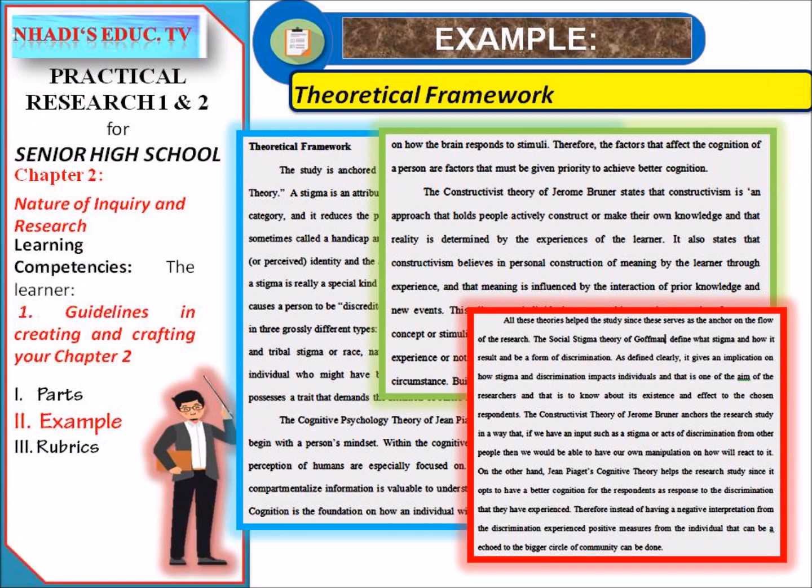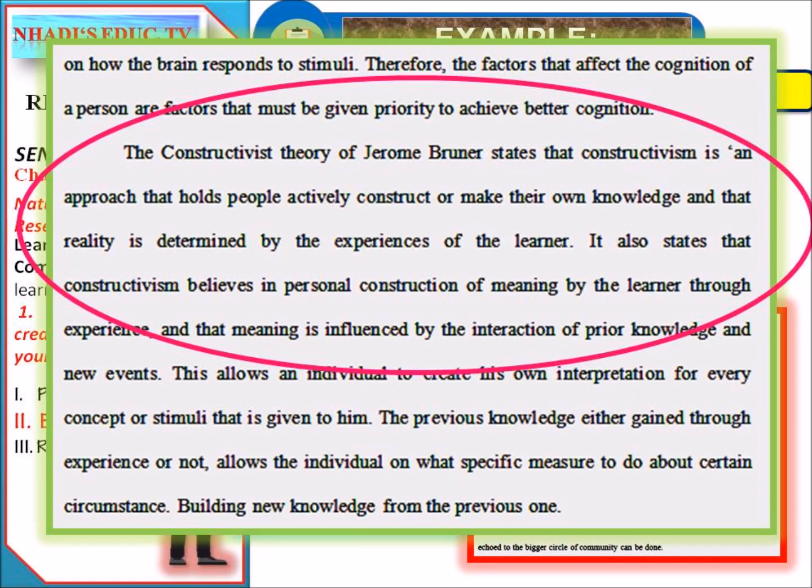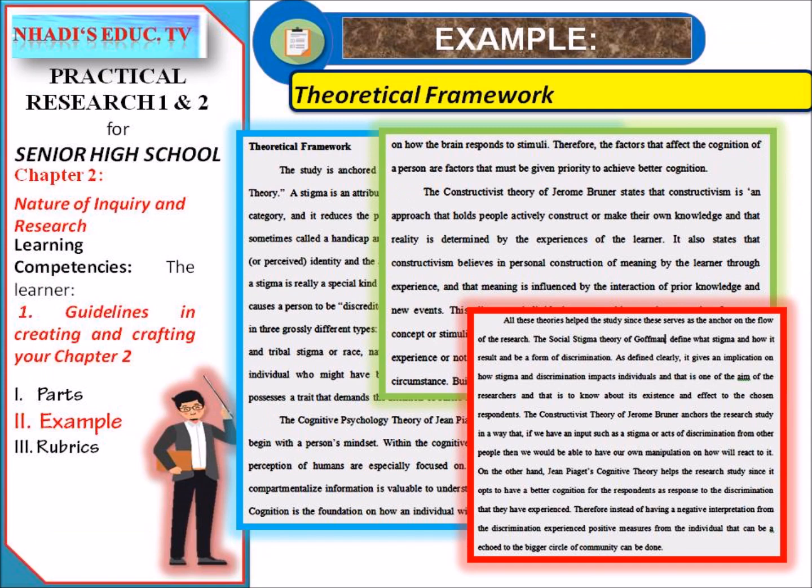And lastly, their third theory comes from Jerome Bruner. Here, the constructivist theory of Jerome Bruner states that constructivism is an approach that holds people actively construct or make their own knowledge, and that reality is determined by the experiences of the learner. Okay guys, so all these theories made the research study form their theoretical framework.